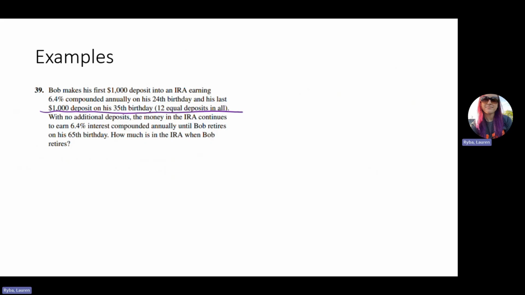So we are depositing $1,000 12 times, earning 6.4% interest. So I can use that initial formula. Future value equals payment of $1,000 times 1 plus 0.064. I don't have to divide it by anything because it's annually, for a total of 12 times, minus 1, over 0.064. So I can see how much happens in those first 12 years.